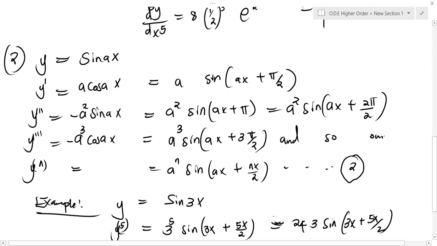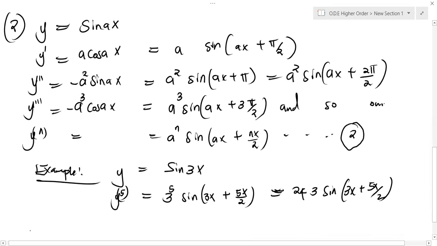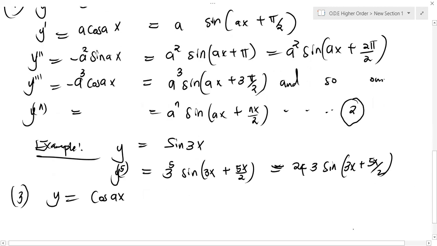Okay, let's look at the one for cos. So number 3, let's have our y being equal to cos ax. Then how are the derivatives going to look like? So for cos ax, y prime, differentiating the first time, you have minus a sine ax, which is obviously the same as a cos of ax plus pi over 2.